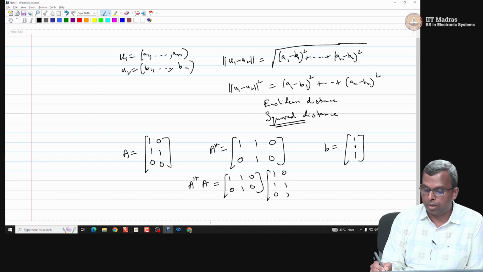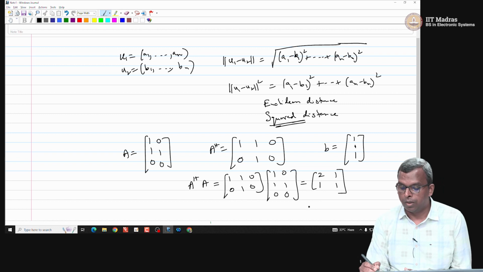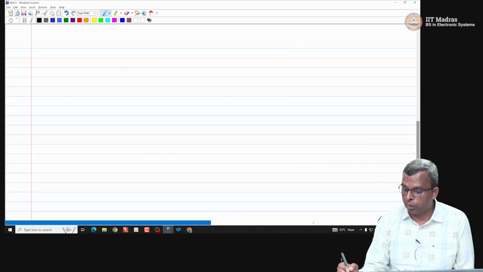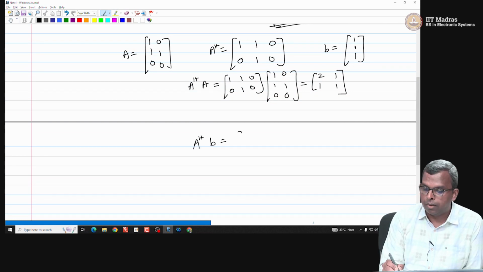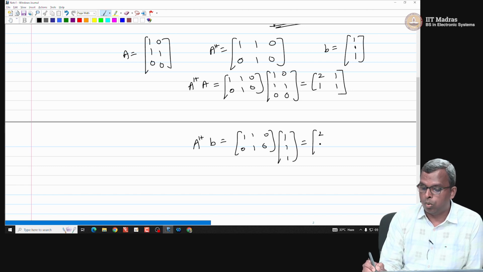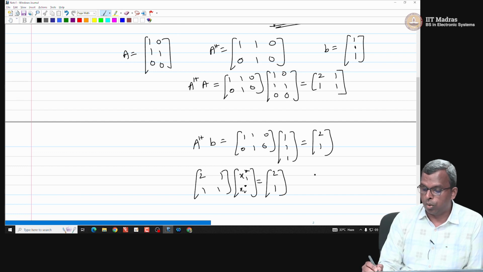1 1 0, 0 1 0. This will actually be 2 1, 1 1. Okay, so this is my matrix, and I also need A Hermitian b. This is 1 1 0, 0 1 0 multiplying 1 1 1. You get 2 1. Okay, so you see here once again, by some magic, your x1 star, x2 star has to be equal to 2 1.